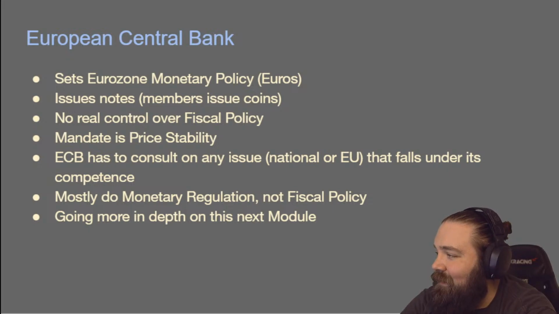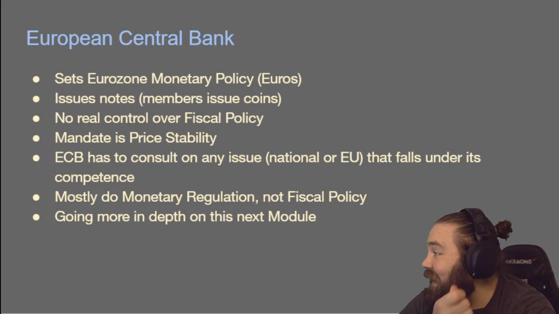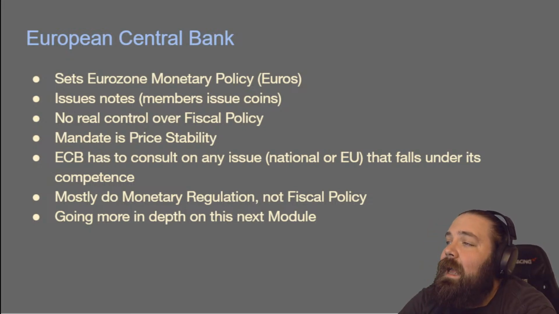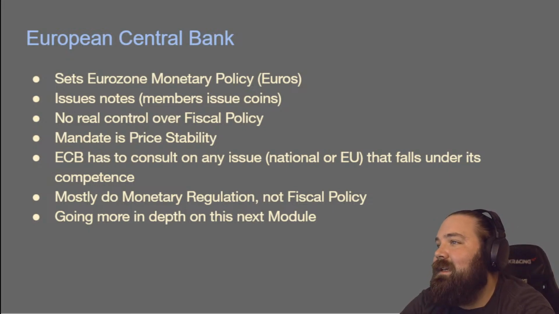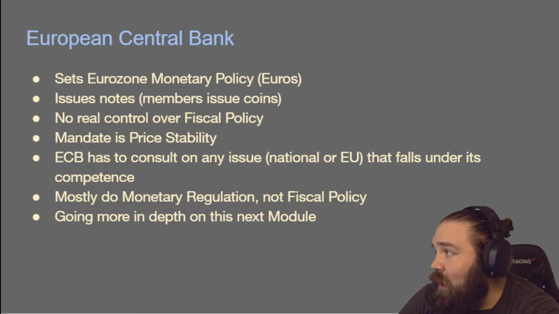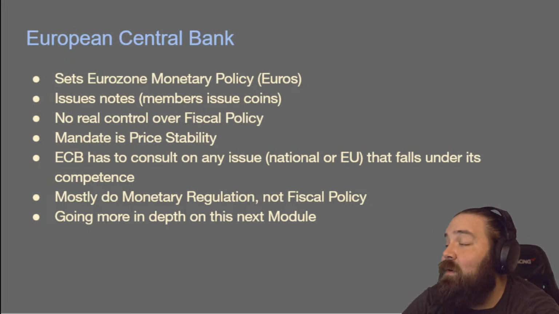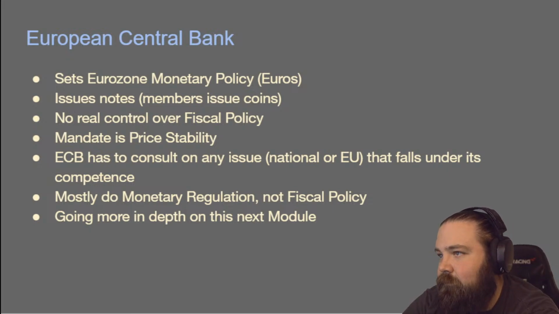But right there, the European Central Bank is responsible for the banknotes, the paper money. The member states are responsible for the coins, right? So there's a difference there. All the states can make all the coins they want, but the ECB is responsible for the notes. It's important to note that they don't have control over fiscal policy. They don't get to say how the money is spent. They just control the supply of money.